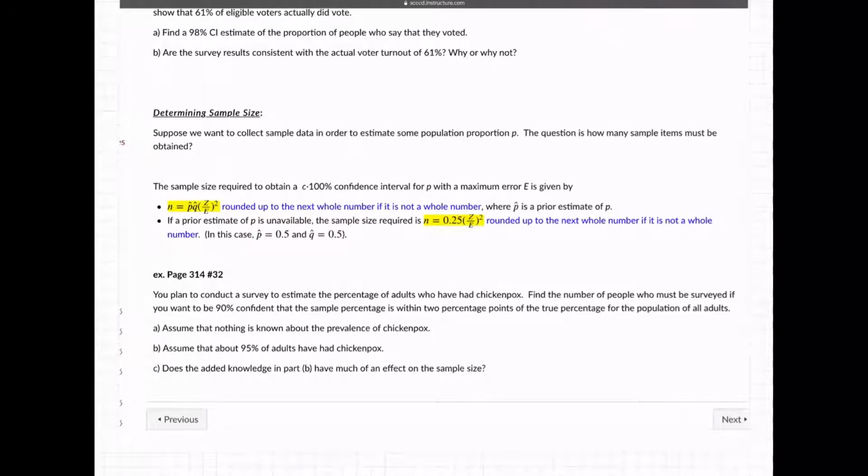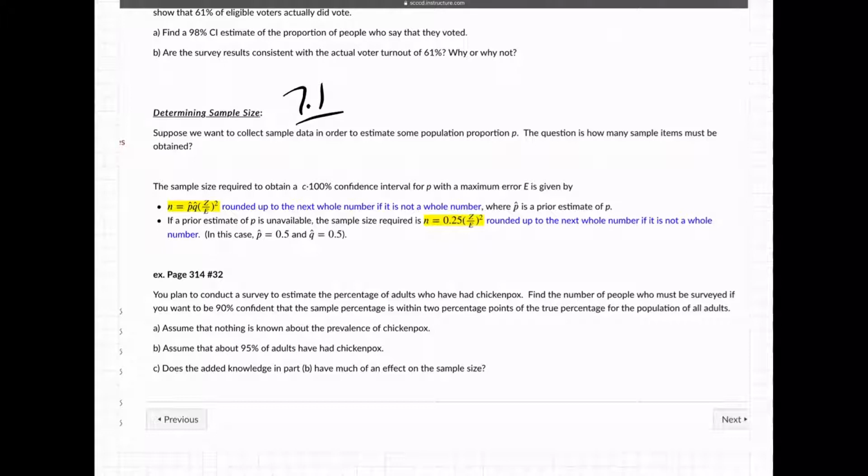Okay, so on this one, we're still in 7.1. We're getting close to finishing up 7.1. So it's determining sample size again. Suppose we want to collect sample data in order to estimate some population. So the question is, how many sample items must be obtained? This is like what we talked about earlier.